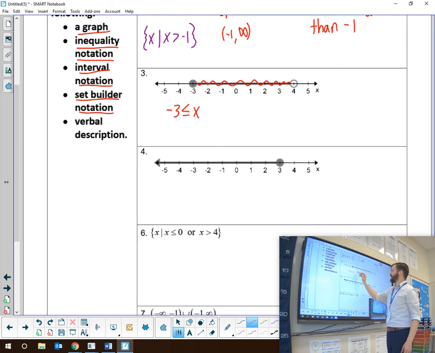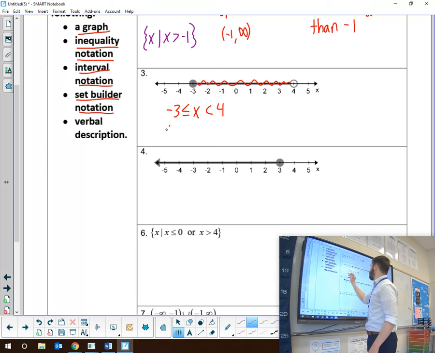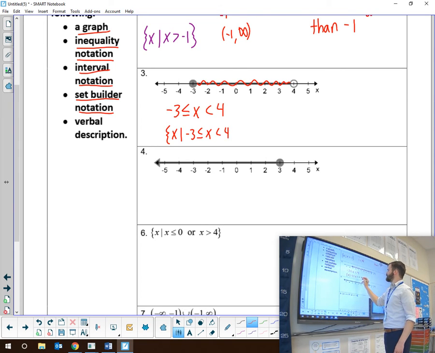All right, what about the other side? x is everything smaller than 4. But is x equal to 4? Afraid not. So it's not going to have the equal sign because of that open circle. Now that I have the inequality, I can also write it in set notation. So I'm going to write my squiggle brackets, x such that x is greater than or equal to -3 and x is less than 4. Okay? All right.